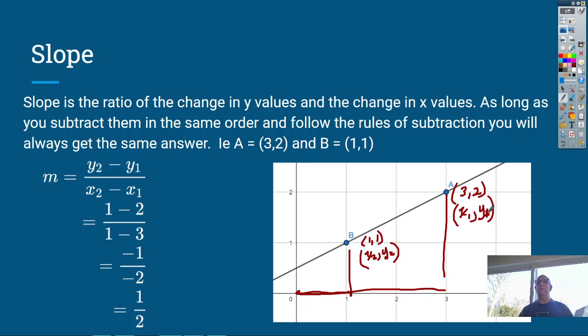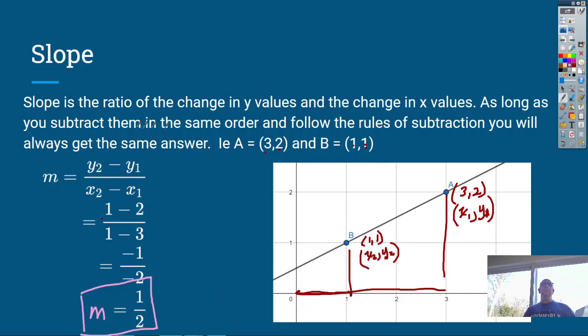So I'm going to subtract the y values and make a ratio of the difference between the y and the x values. So B is 1 and A is 2. So I'm going to do 1 minus 2 over 1 minus 3. 1 minus 2 is negative 1 and 1 minus 3 is negative 2. And when you have a negative over a negative, the negatives kind of cancel out. So we have a slope of 1 over 2.